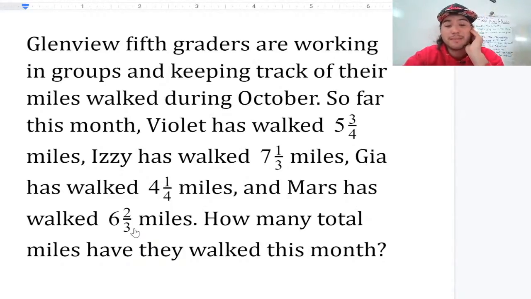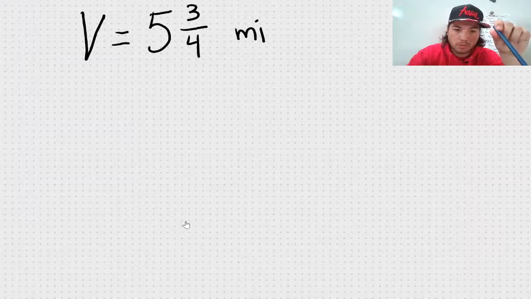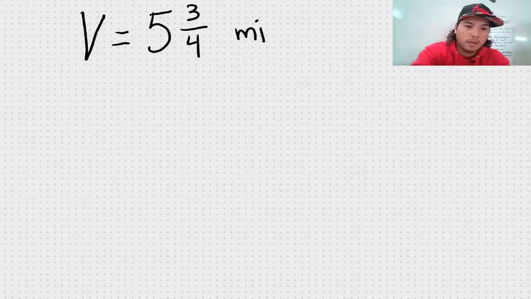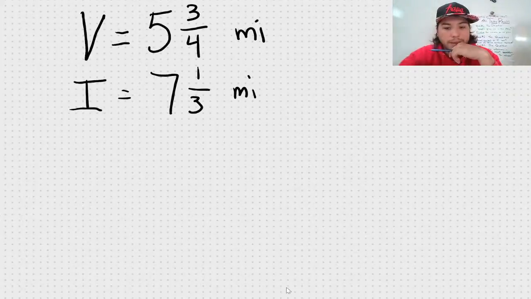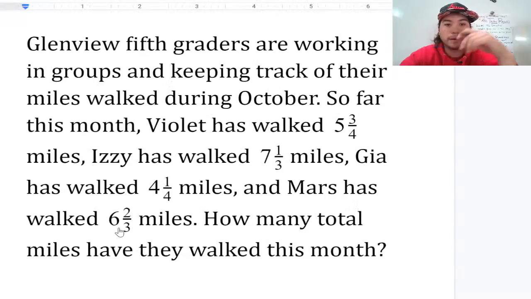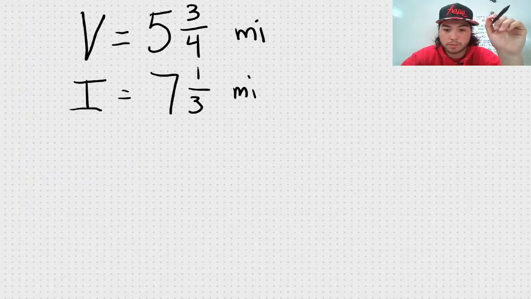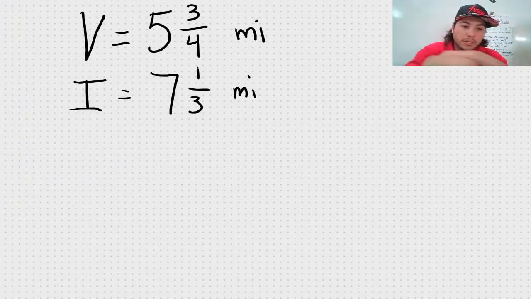Izzy has walked 7 1/3 miles. Okay, so let's go back to our whiteboard. Izzy, we'll use an I for that, has walked 7 1/3 miles. Okay, let's keep track. Let's keep going and see what other quantities we have here. Gia has walked 4 1/4 miles. So let's put that in our notes here.